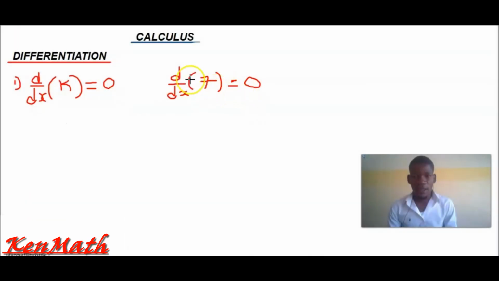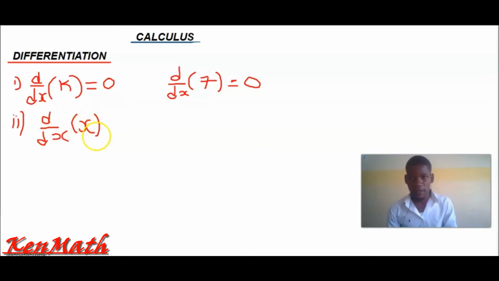Okay, so the dy over dx of a constant 7 is equal to 0. That's how it is. And then rule number 2, or skill number 2 that you're supposed to know, is that when you find the dy over dx of a single x, it is equal to 1. So this is direct, straightforward. When you're finding the dy over dx of a single x, it is equal to 1, that's how it is.